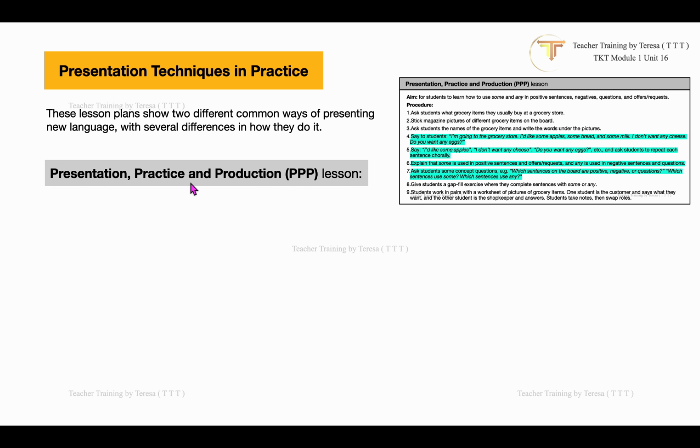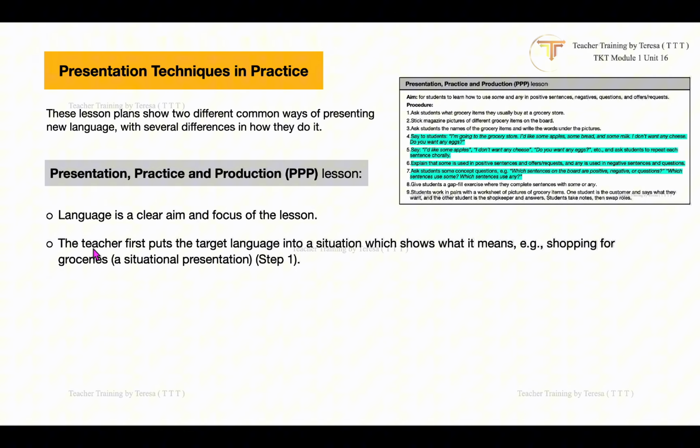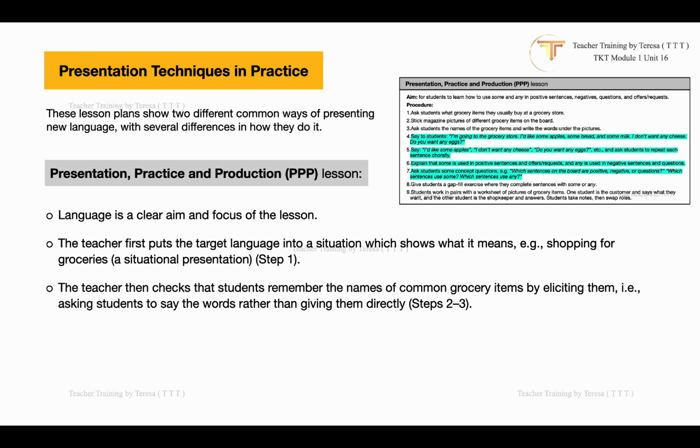Presentation Practice and Production, PPP lesson. Language is a clear aim and focus of the lesson. The teacher first puts the target language into a situation which shows what it means. Example, shopping for groceries, a situational presentation, step 1.